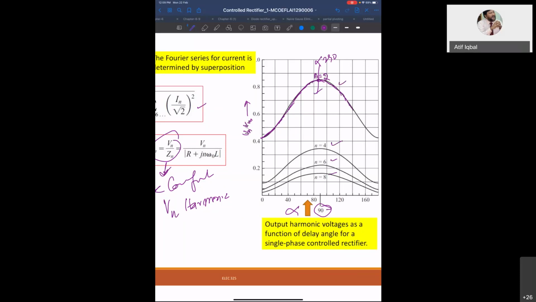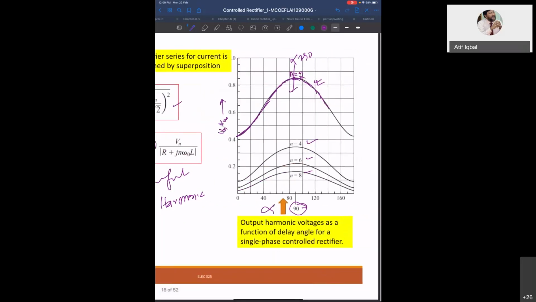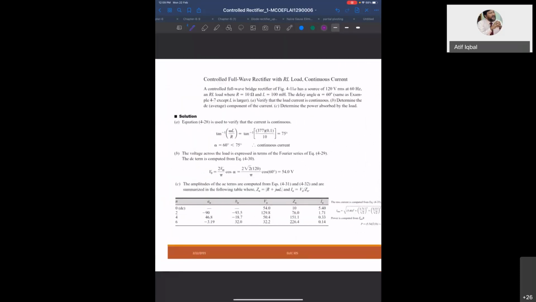Usually we use only the second harmonic for computation purposes. We don't use the other harmonics. So now we'll solve a problem based on this. A controlled full wave bridge rectifier has a source voltage of 120 volts RMS, 60 Hertz, an RL load with R equal to 10, and the delay angle is 60 degrees. Same as the last example, but the value of the inductor is high. Verify that the load current is continuous.